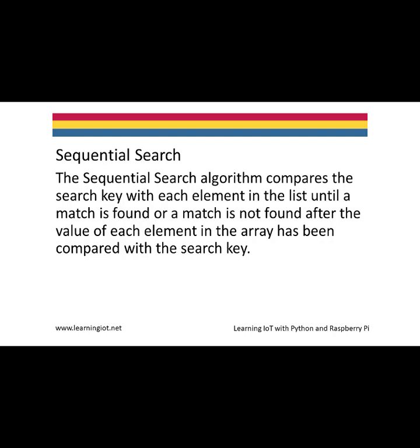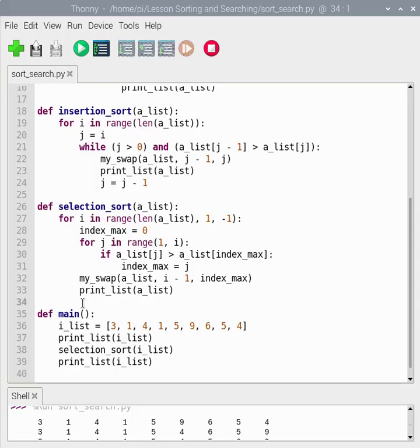We'll first look at the sequential search. The sequential search algorithm compares the search key with each element in the list until a match is found, or a match is not found after the value of each element in the array has been compared with the search key. The sequential search function will return the value of the index of the element that contains the search key, or a -1 if the search key was not found in the list.